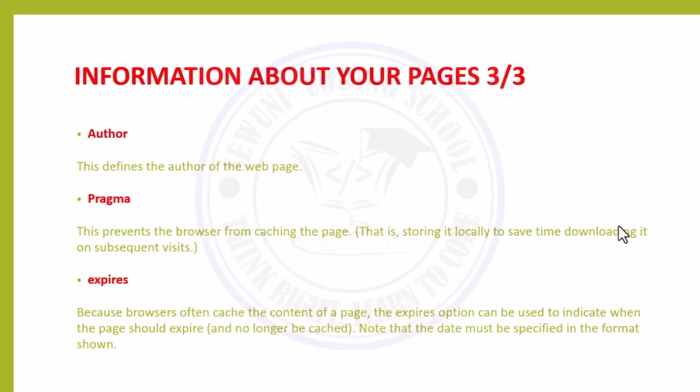Pragma also prevents the browser from caching the page. That is, storing it locally to save time downloading on subsequent visits. I'll give you an example of the meta information, and you are going to see all these other pieces of information that come together to tell the search engine what to do, even though it is not displayed. Now, expires. Because browsers often cache the content of a page, the expires option can be used to indicate when the page should expire. Note that the date must be specified in a particular format.